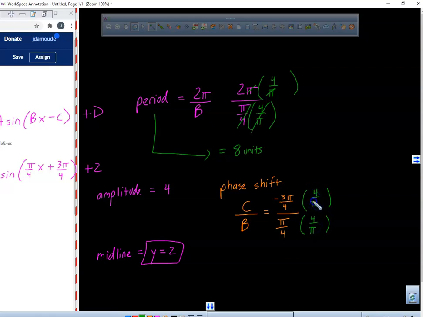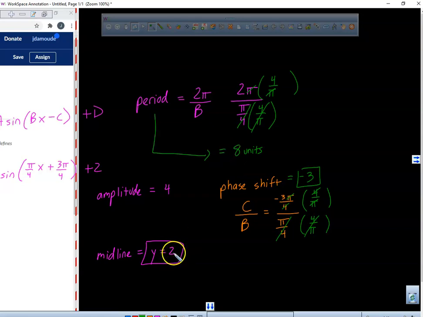Okay, so we have a reciprocal. What happens here? Those cancel out. These pi's cancel out. These 4's cancel out. What does it look like my phase shift is going to be equal to at the very end? Minus 3. What does that mean? 3 units to the left of the y axis. So we have a phase shift of negative 3. We've got a period of 8.